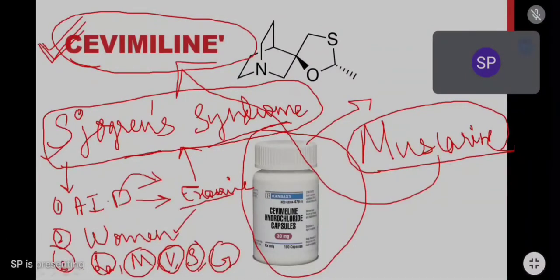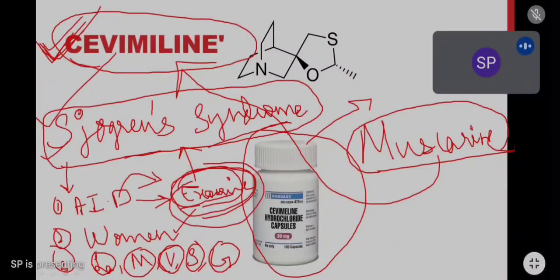Okay. So one more point you can remember: cevimeline is very specific to all exocrine glands. It will show actions particularly on exocrine glands. Because of this reason, cevimeline is used in Sjogren's syndrome. Sjogren's syndrome ke andar exocrine glands pure destroy ho jate.